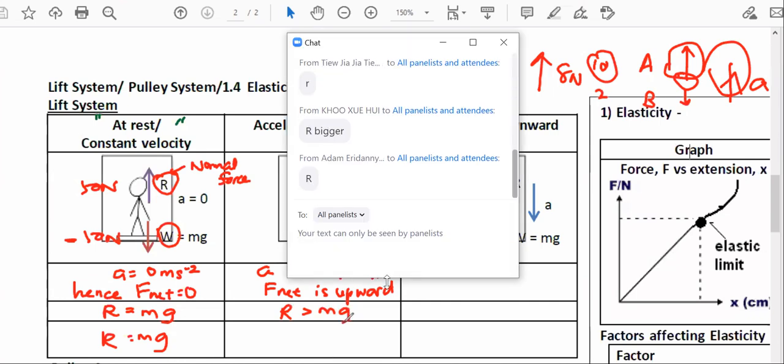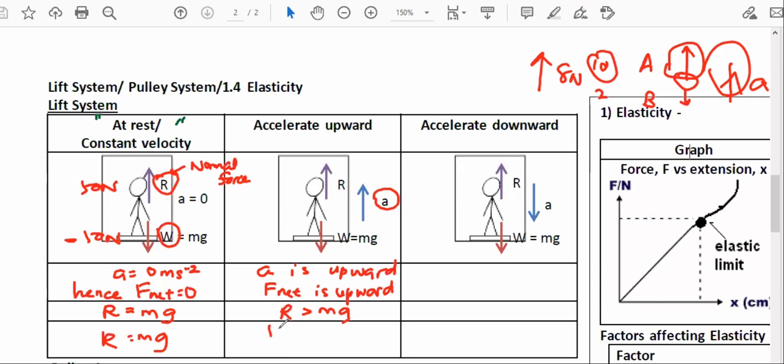Then how do we form the equation? We always go back to this formula, F net equals ma. Where do you get this net force? This net force actually comes from the relationship here. We always assume the bigger force will be positive and the smaller force will be negative. So can you all tell teacher, should I write R minus mg or mg minus R?